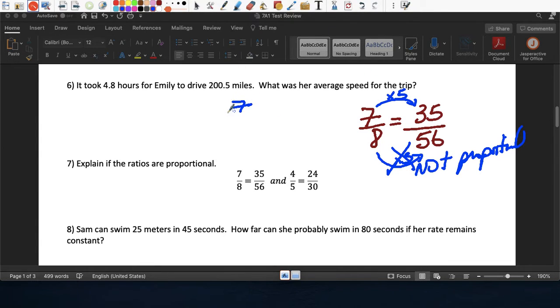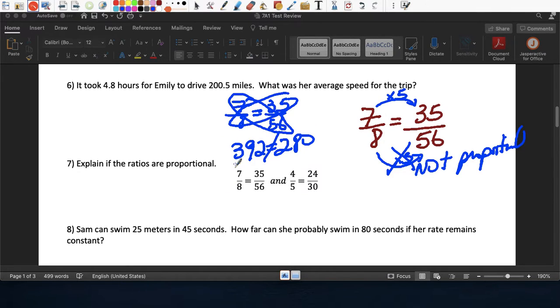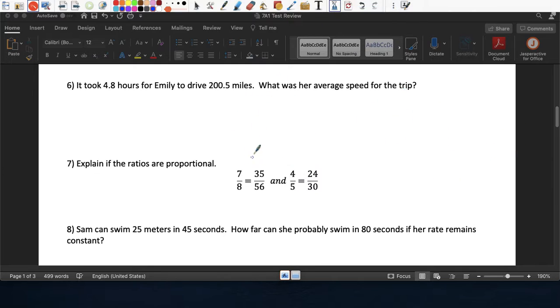What's another way we can check if they are proportional? We can cross multiply. So let's multiply 7 times 56. So if you multiply 56 times 7, you get 392. And if you multiply 8 times 35, we get 280. Are they equal to each other? No, so not proportional. So the first one is a no. Let's check the second one.